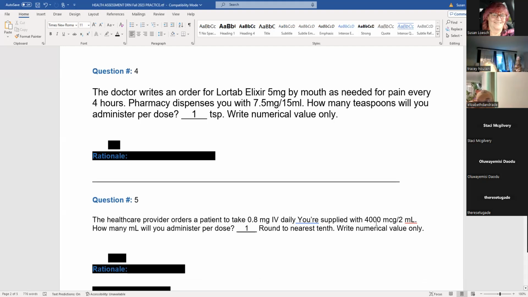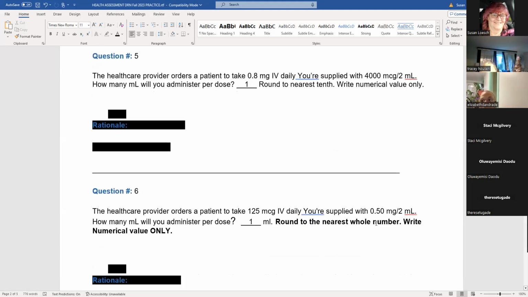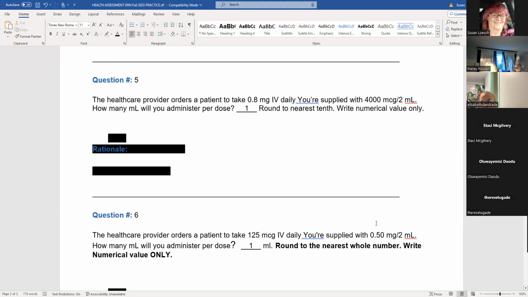All right, we already went over the teaspoon one, so I'm going to skip this one. We can go back to it later if you guys need to. All right, how about this next one? This says, how many mLs will you administer per dose? So this was just what type of formula?